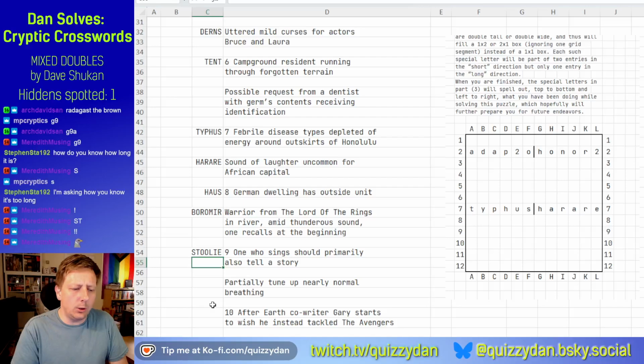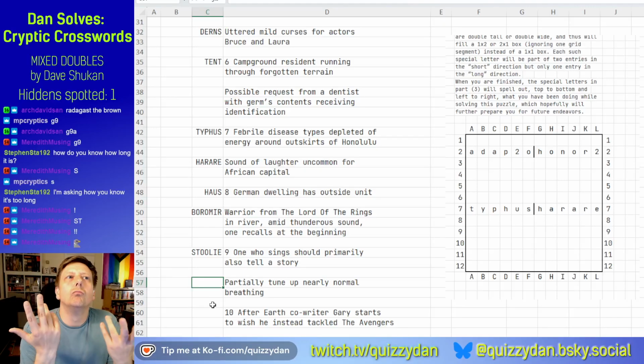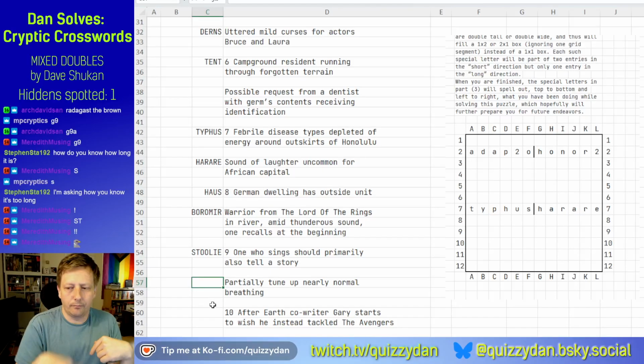Partially tune up, nearly normal breathing. Unepune is as a hidden in tune up, nearly. Partially normal breathing. So rhythmia? No, arrhythmia. That's a heart thing anyway. That is an excellent GIF or emote from Meredith. Nearly normal breathing. No, going to come back to that one.